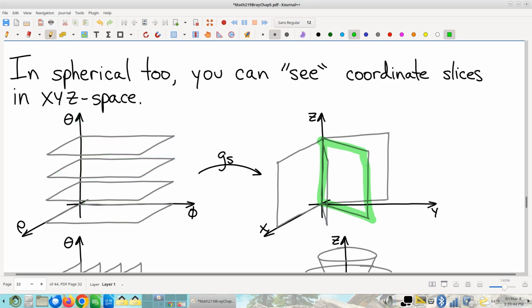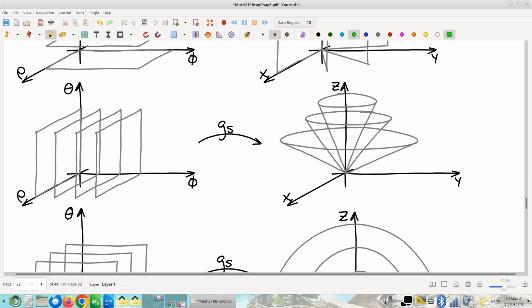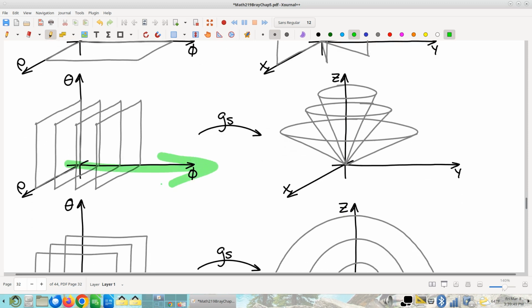Let's see here. Okay, looking at phi slices, perpendicular to the phi axis. What do those slices look like? Okay, constant value of phi in XYZ world. A constant value of phi looks like this. It's a cone, because, again, keep in mind, phi measures angle off of the z-axis. And every point on this cone has the same angle off of the z-axis. Is that cool? Is everybody happy with that? Okay. So that's a little weird.